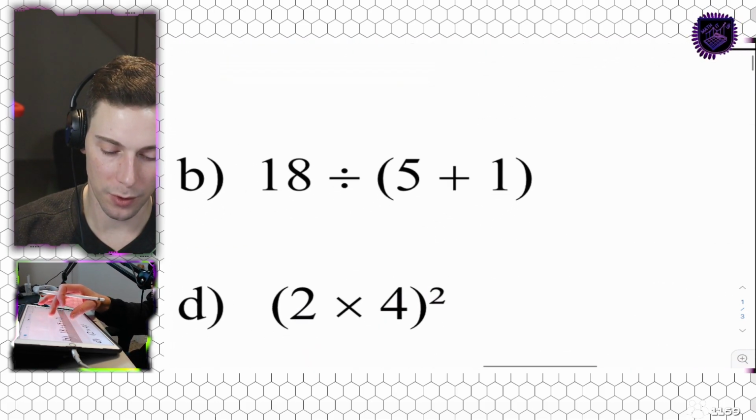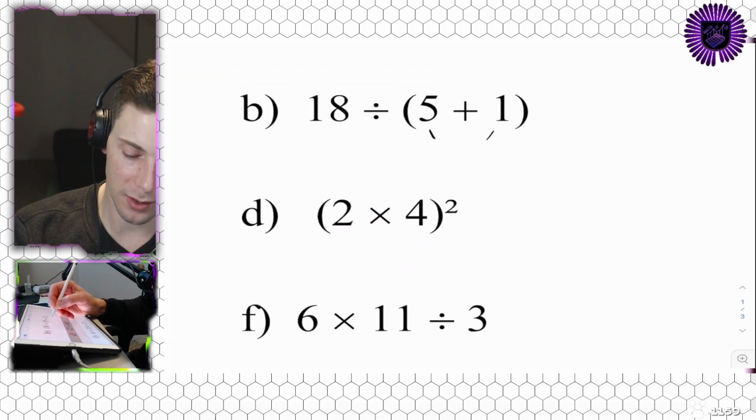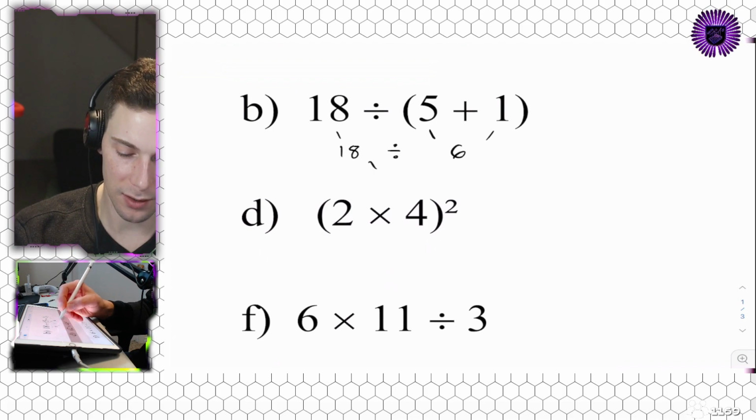The next one, some order of operations. We work within the parentheses first. So we go 5 plus 1. This is going to be 6. We're going to drop down our next chunks here. We drop down our 18. We're going to move our sign down. 18 divided by 6. This is going to be 3.